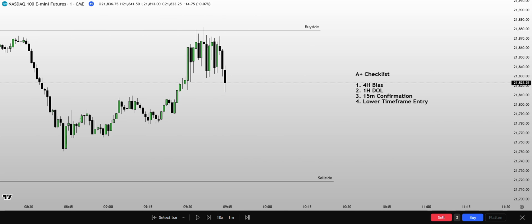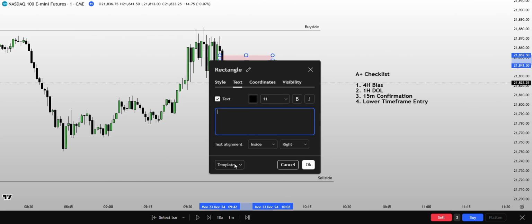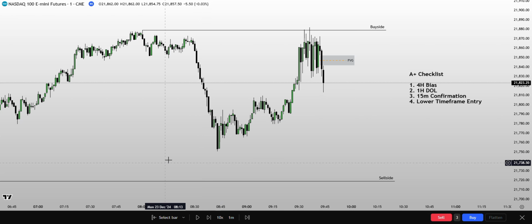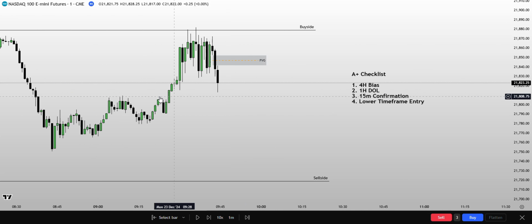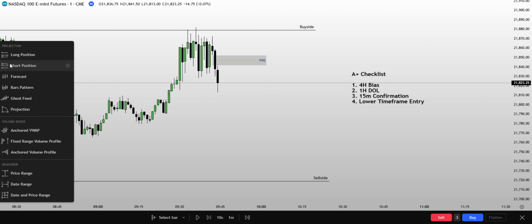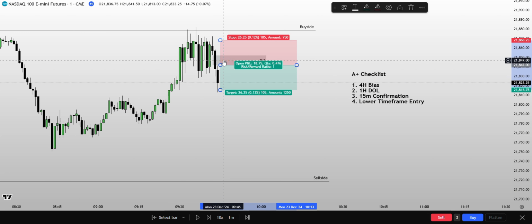And now you start to see price starting to make its move. What do we form here? We form a fair value gap. We're in a premium of this range, and so this is an optimal short to take. Now we get that confirmation. We get that break of structure.